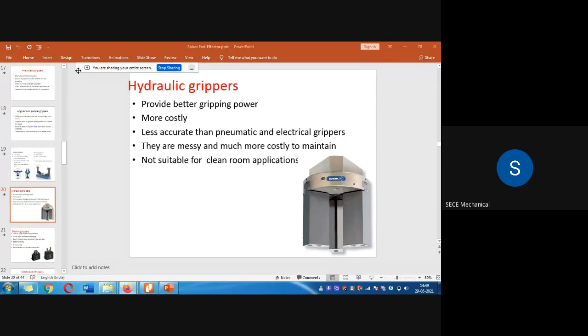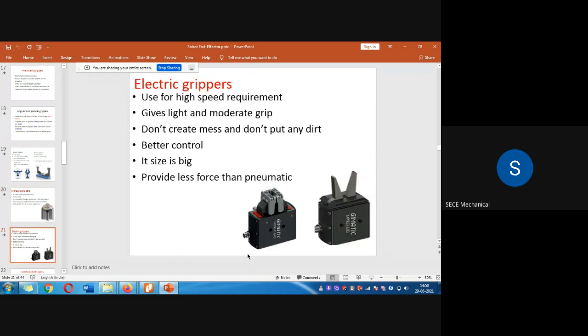This is for maximum load capacity, right? But it is less accurate compared with pneumatic and electrical grippers. So this is generally not suitable for clean room applications. Why am I saying this for clean applications? Because the force used for gripping the material is huge. They are messy, in the sense that it takes too much holding power, right?